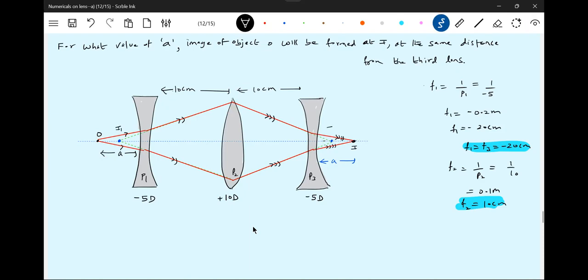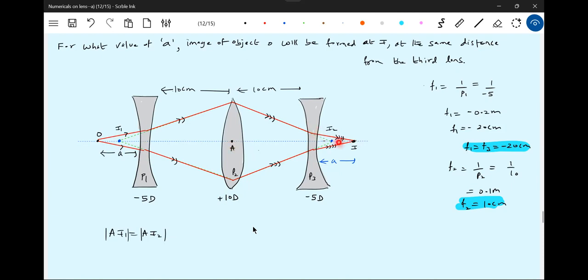I1, this I2, this one. So this distance has to be the same. AI1 should be equal to AI2. Then only is that possible, no? Because of symmetry, AI1 should be equal to AI2. As these two have the same focal length, this I2 will become a virtual object for this lens, so it will form the real image.